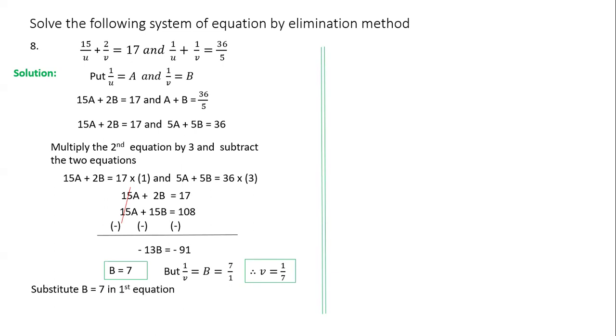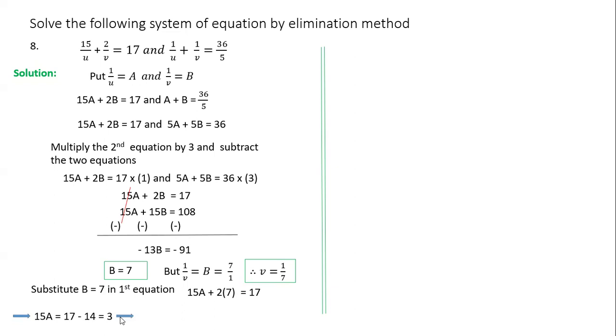Clear? Now put b is equal to 7 in the first equation. So put in the first equation, it becomes 15a plus 2 into 7 is equal to 17. This is implying 15a is equal to 17 minus 14. 2 sevens are 14. This is positive, it goes to the right side and becomes negative. So 17 minus 14 is 3.